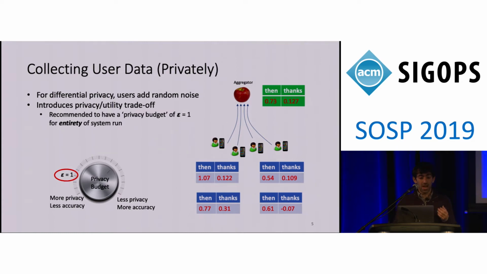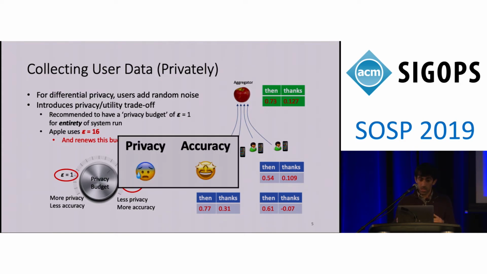And we see that in practice, Apple actually uses a value of epsilon equals 16 for all the data that they're collecting. And in fact, they renew this privacy budget every day. So they're permitting a daily privacy loss of 16. So this means that Apple has made a choice of parameters to prioritize accuracy for use in their models, but in doing so set this very weak epsilon value in terms of protecting privacy, which means that it could be very easy to learn almost anything about an individual's data.